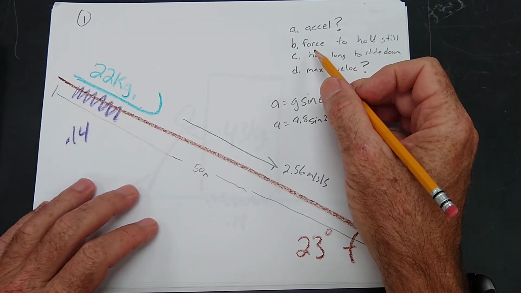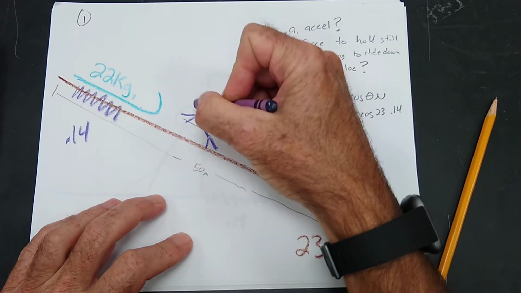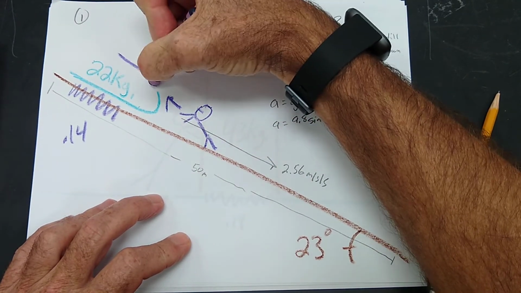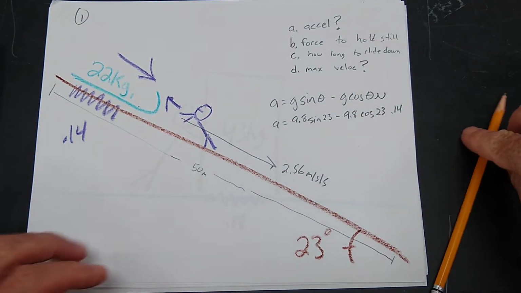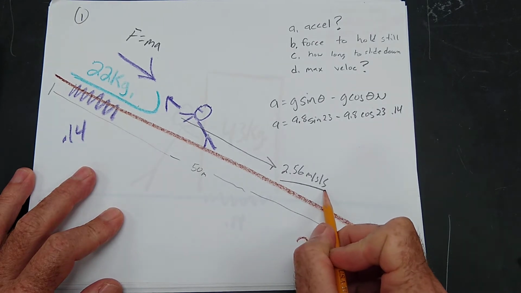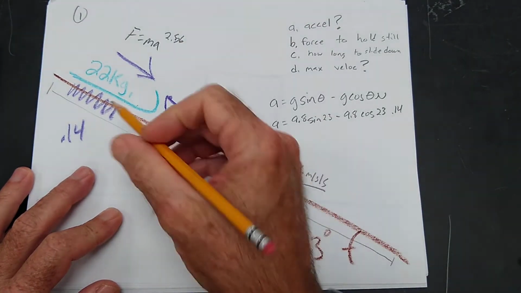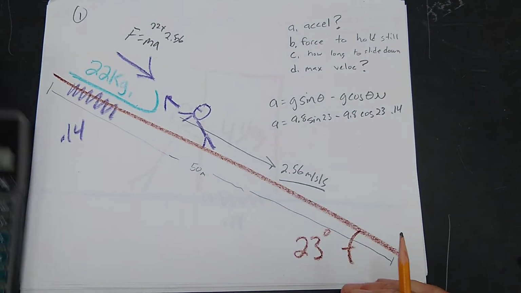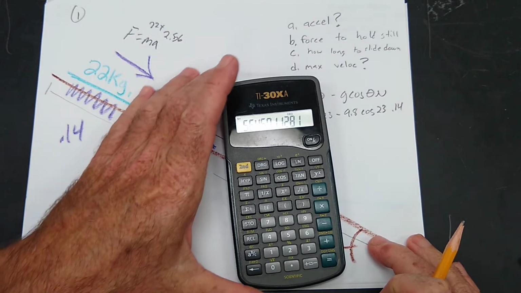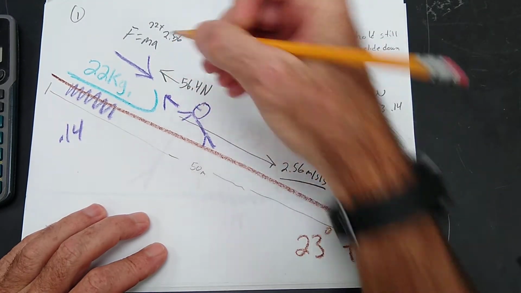What force would be needed to hold it still? So if I'm standing here pushing up, trying to keep these kids from sliding down the hill, how hard would I have to push? Well, I'd have to push with something equal to their force coming down the hill. So here we can just say F is equal to MA. It's trying to slide down the hill with 2.56 acceleration, and the mass is 22. So the force down the hill is 2.56 times 22. F equals MA, 56.4 newtons is how hard you have to push to keep it from coming back.